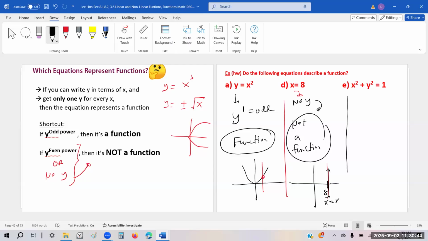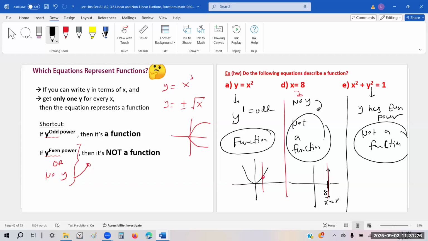Now the last one, volunteer. Why not? Perfect, not a function. Because look at the y. Y has even power. And when you try to solve for y, you are going to get a plus minus sign. So you don't get a function here. You don't have to solve anything. Just remember the ruling. Y with odd means yes. And besides that, everything else, not a function.